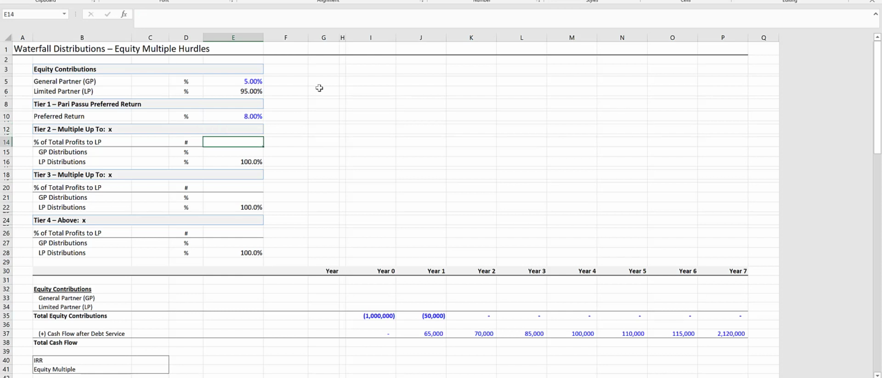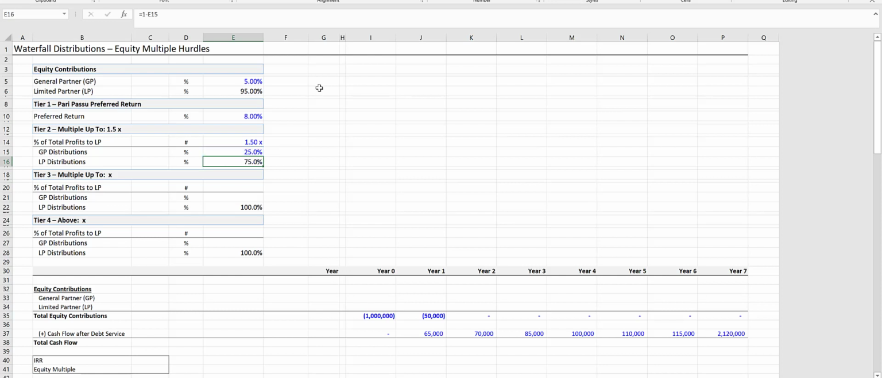And for the first tier, this is going to be everything that exceeds the 8% preferred return and after the general partner and limited partner have both received their equity contributions back. So everything above that up until, let's say, a 1.5x return, we will distribute to the GP 25% of the cash flows and 1 minus 25%, or 75%, of the cash flows to the LP.